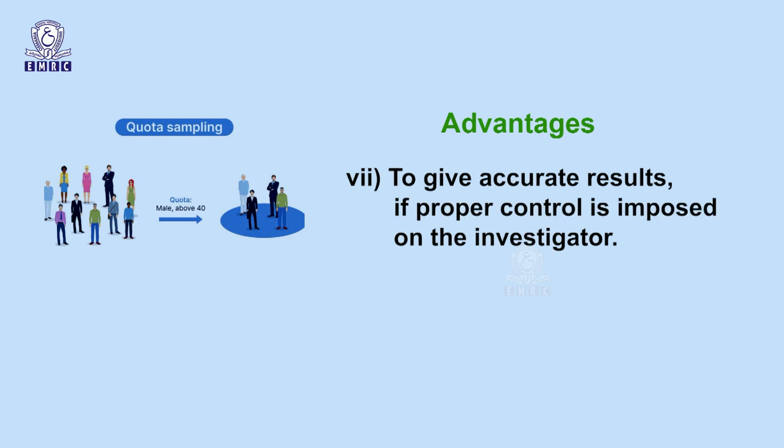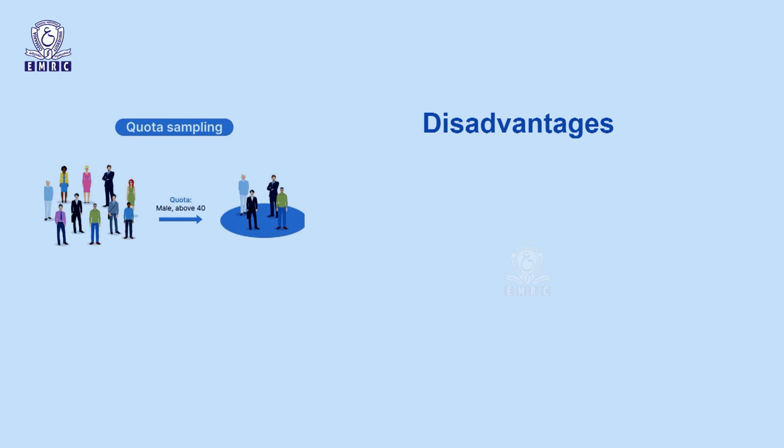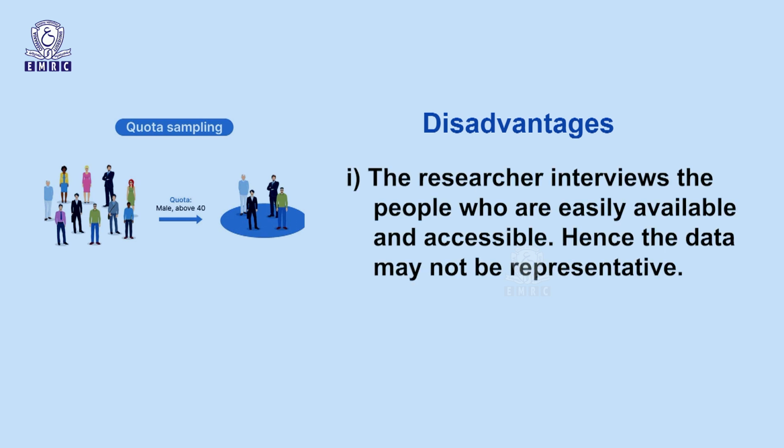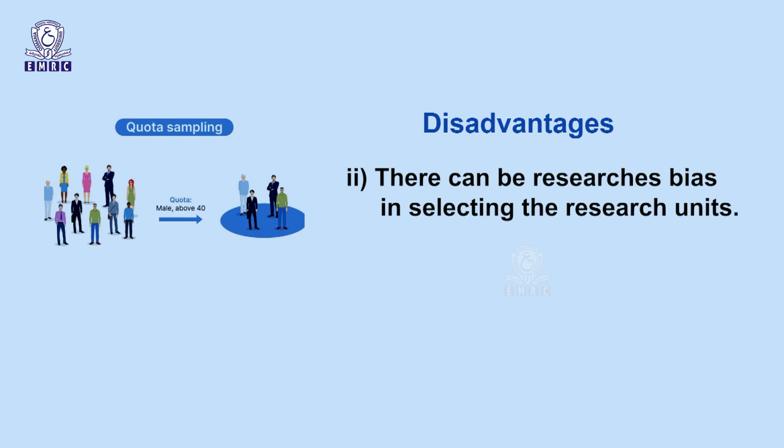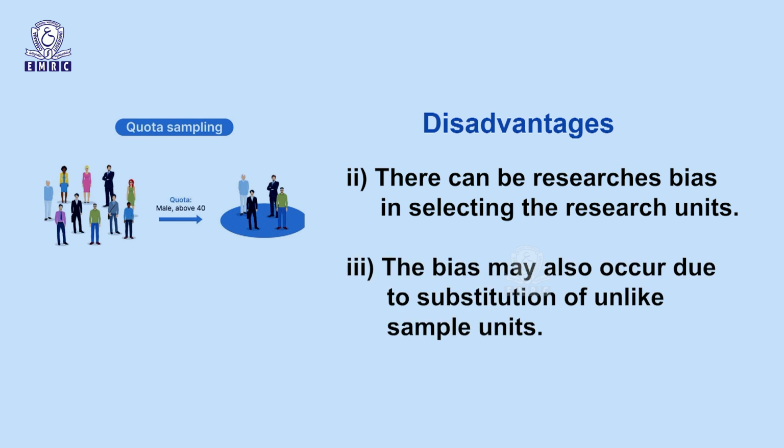The next one is that quota sampling is likely to give accurate results if proper control is imposed on the investigator. It also has its own disadvantages. The first disadvantage is that the researcher interviews the people who are easily available and accessible. Hence, the data may not be representative in nature. There can be researchers' bias in selecting the research units. The third one is that bias may also occur due to substitution of unlike sample units.